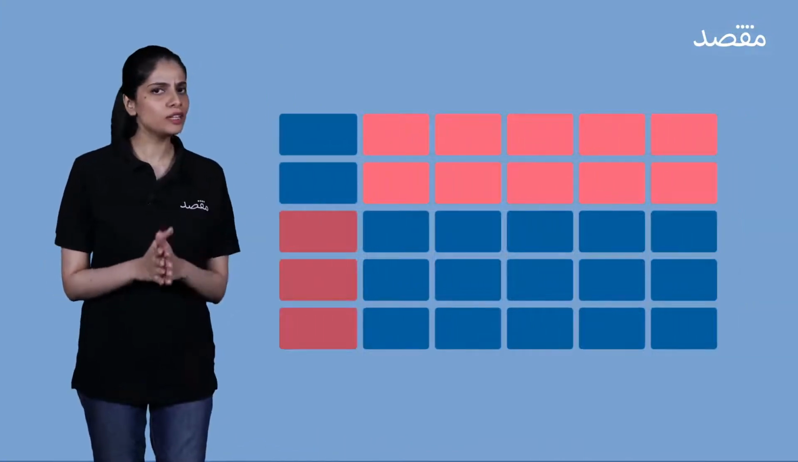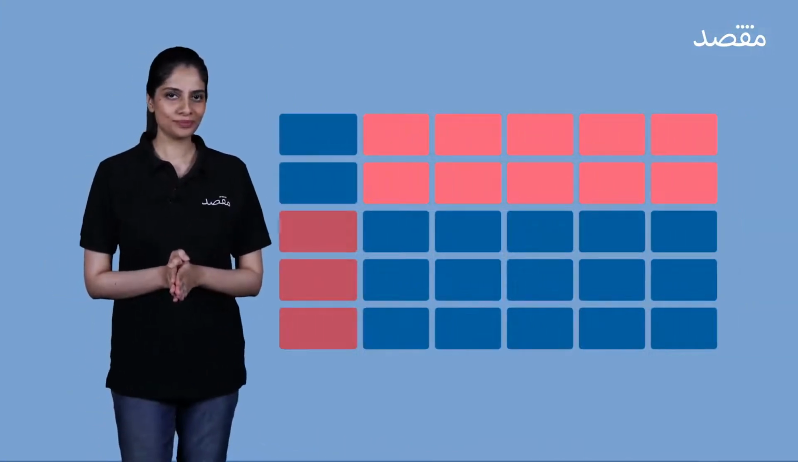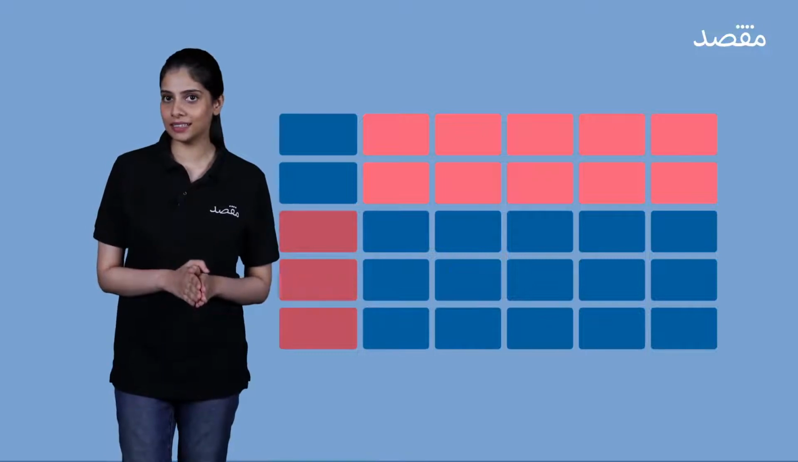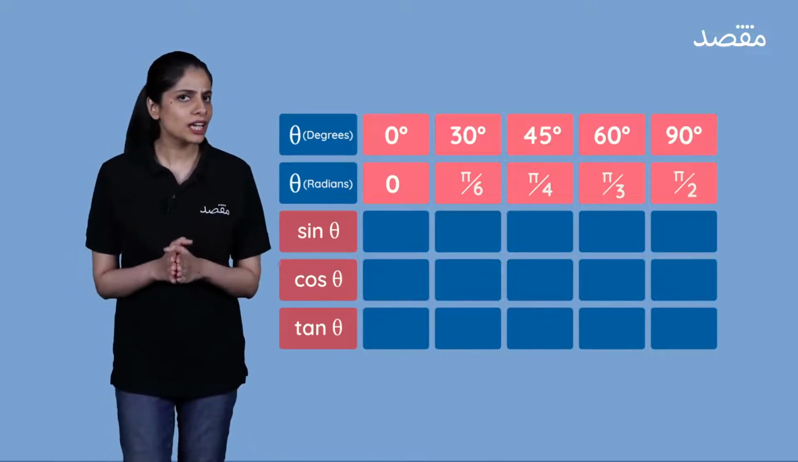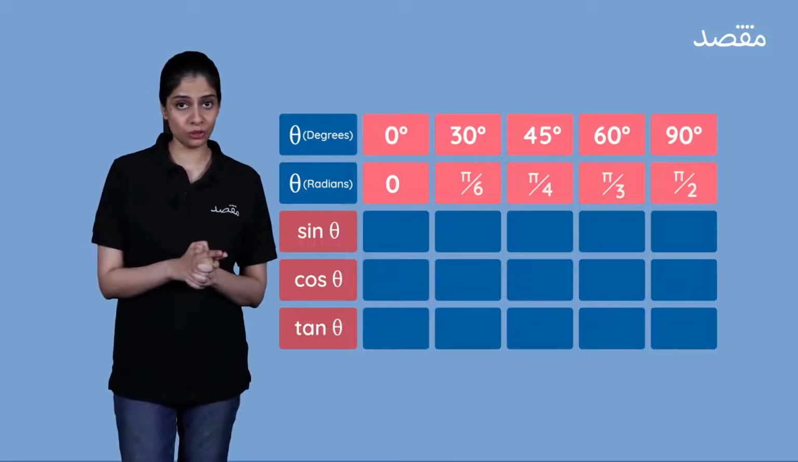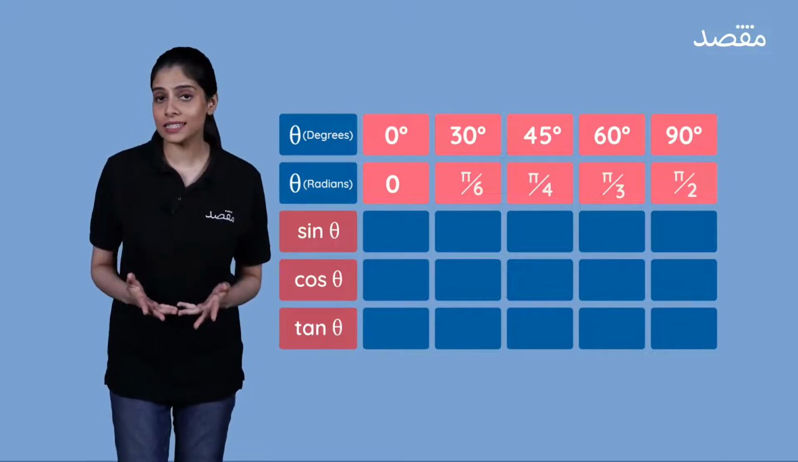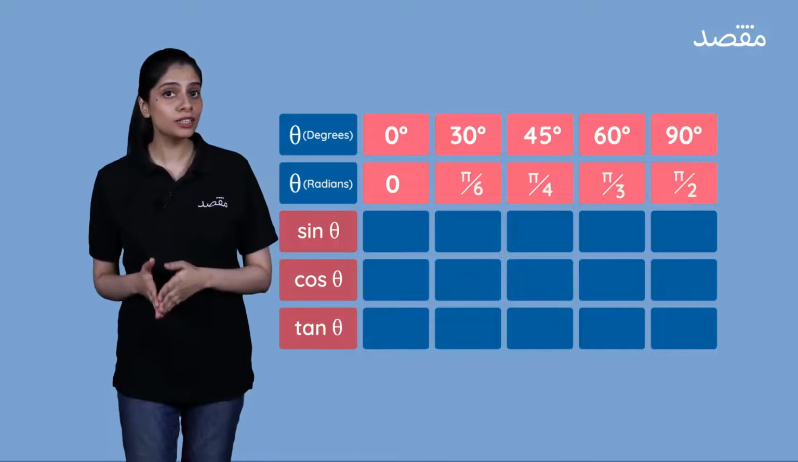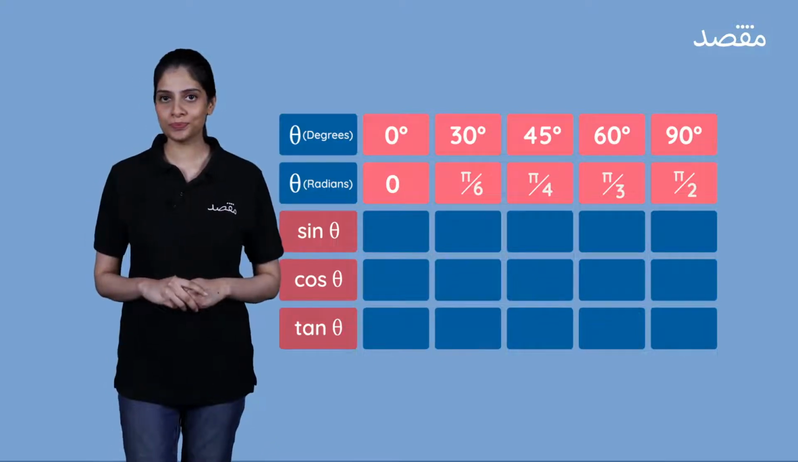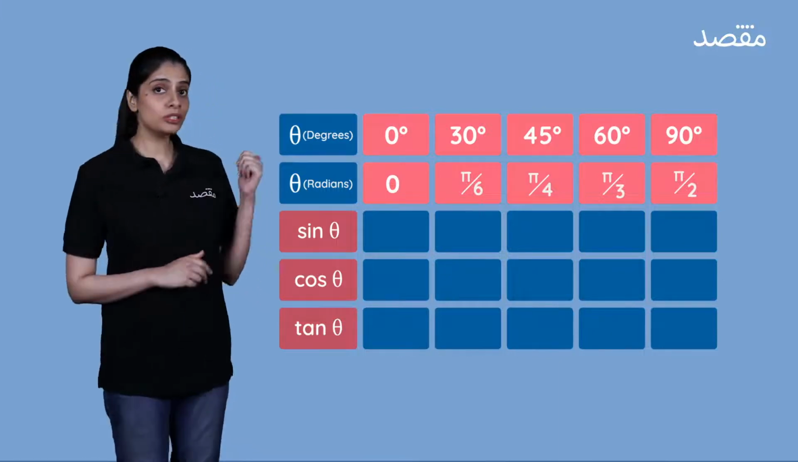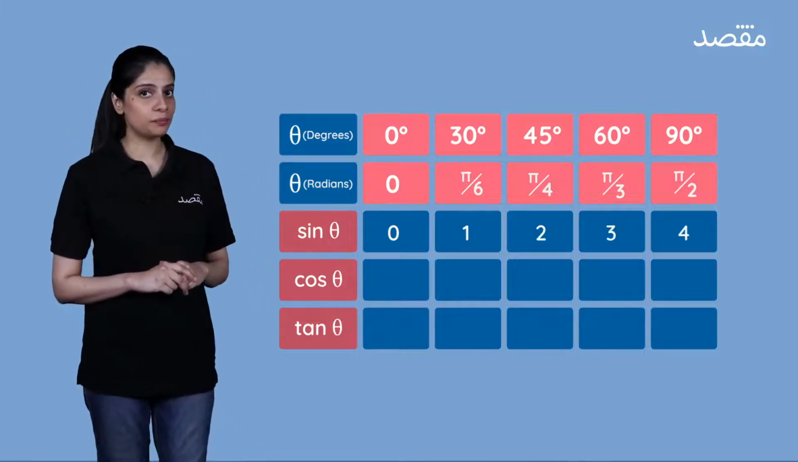Let's recall them. इनको याद रखने के लिए एक शॉर्टकट है. So why don't you make this table with me? सबसे पहले हम एंगल्स लिखते हैं. We can write them in either degrees or radians. Which angles have we studied before? 0, 30 या pi by 6, 45 or pi by 4, 60 which is pi by 3 and 90 which is pi by 2. Next, we put numbers from 0 to 4 under them.